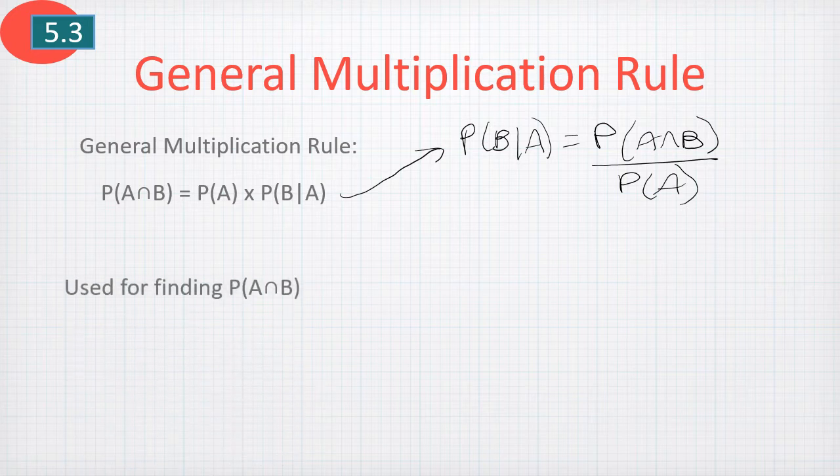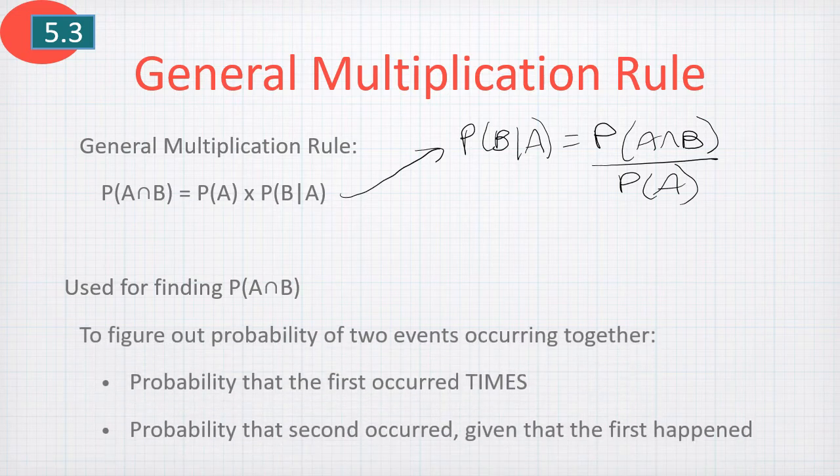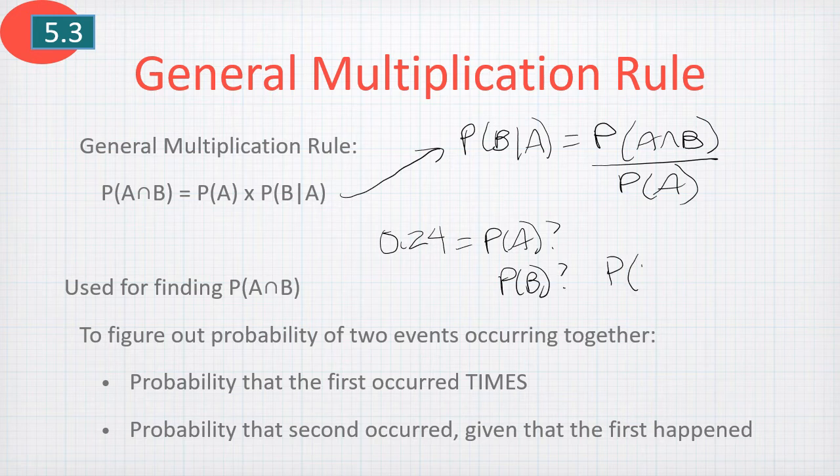So we use this formula when we need to find the probability of A and B. To figure out the probability of two events occurring together, we just take the probability that the first occurs times the probability that the second occurs, given that the first already happened. This makes a lot of sense. What doesn't make sense is when you're looking at the story problems and trying to figure out what they're talking about. Let's say they tell you you have a probability of 0.24. It's your job to figure out: is this the probability of A? Or the probability of B? Or could this be the probability of B given that A has already happened? And for that, we need to read thoroughly. So let's try with an example.